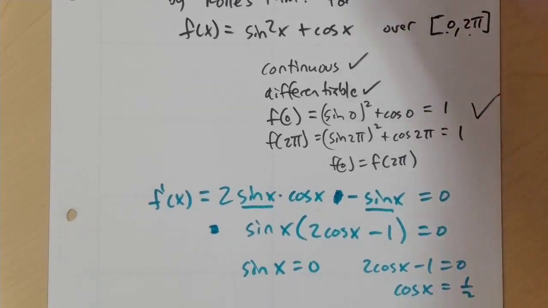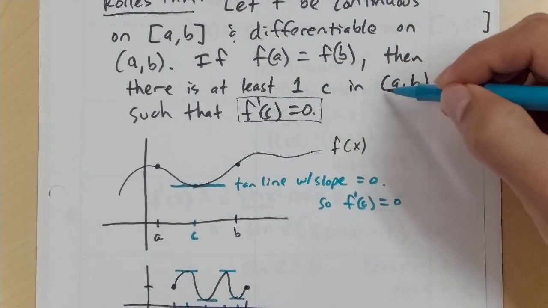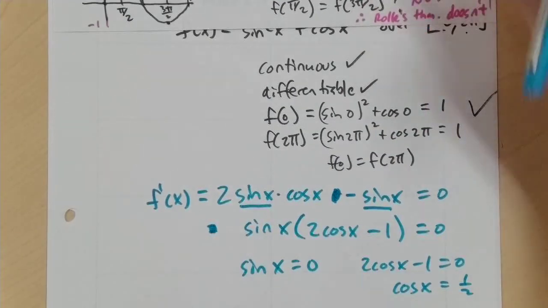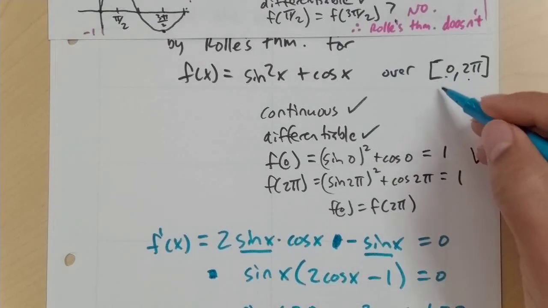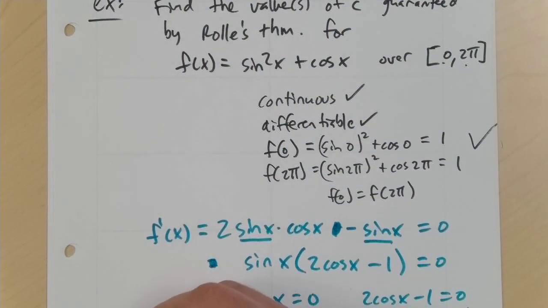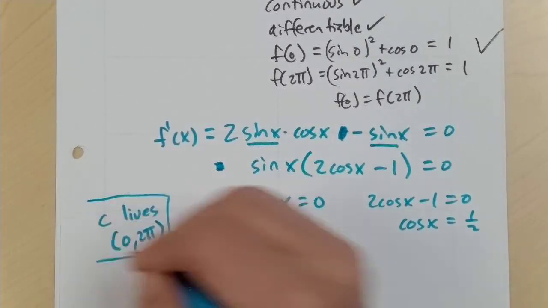However, let's go back to the theorem real quick. The theorem guarantees that on the open interval there are going to be values. And so for this, when we are actually looking for our c values, c lives in the interval from 0 to 2 pi, open. Okay? So keep that in mind.